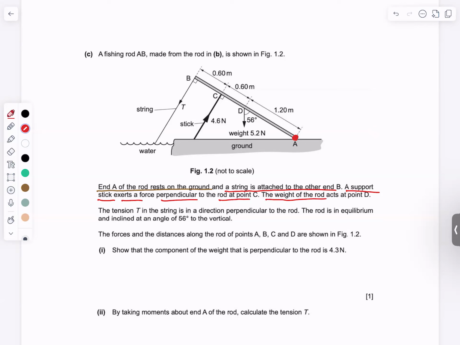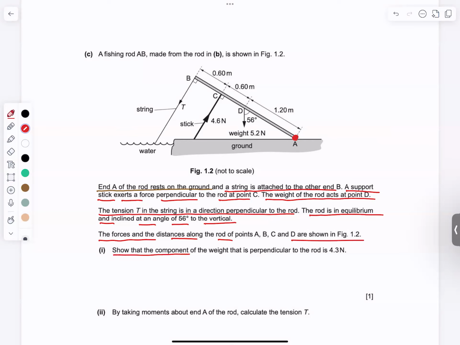The weight of the rod acts at point D. The tension in the string is in a direction perpendicular to the rod. The rod is in equilibrium and inclined at an angle of 56 degrees to the vertical. So the angle is 56 degrees to the vertical. It is given here. The forces and the distances along the rod are shown in figure 1.2.